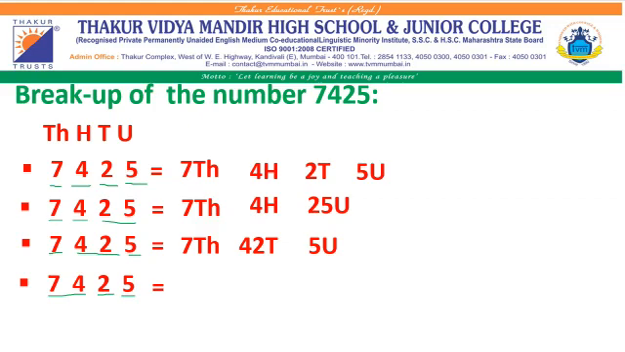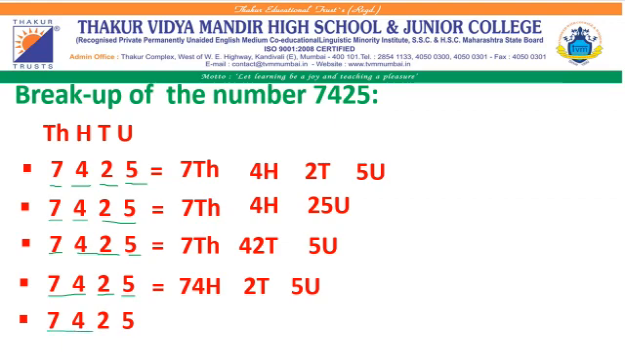So now I think you can guess the answer. Let me see whether my answer matches with your answer. Yes, my answer is 7400, 2 tens and 5 units. One more breakup for this number. And this is the simplest breakup.